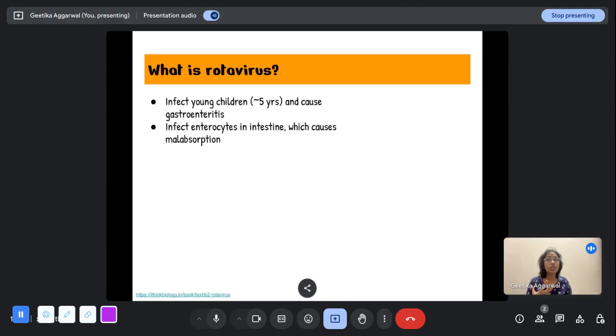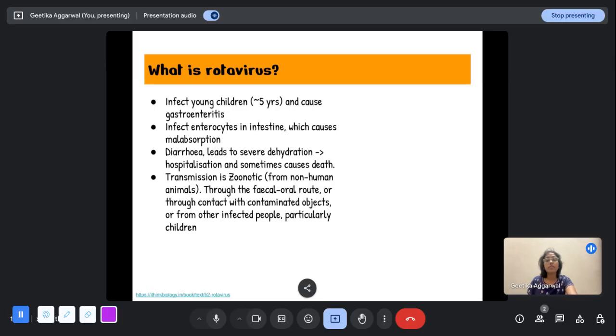So we eat food, and when it gets into the small intestine, that is where all the nutrients get absorbed from the food. So when rotavirus happens, it infects the enterocytes, and it causes malabsorption. So these nutrients are not getting absorbed by the body, and it leads to diarrhea and to severe dehydration because you're not absorbing nutrients, water, anything. So it leads to a lot of dehydration as well, as there is a lot of diarrhea, and then eventually hospitalization, and sometimes it can be fatal enough to cause death.